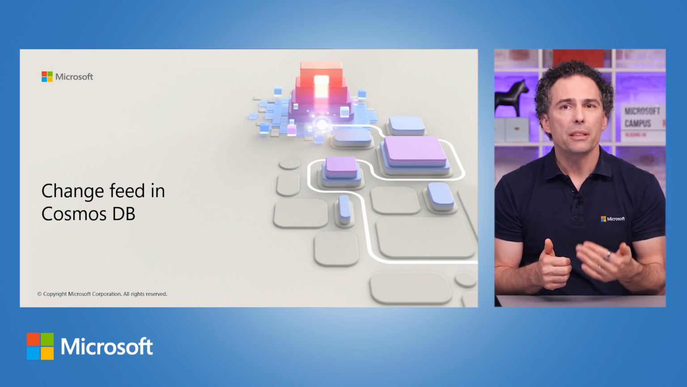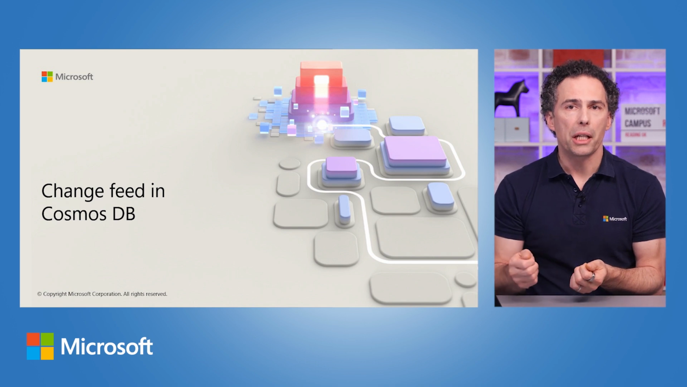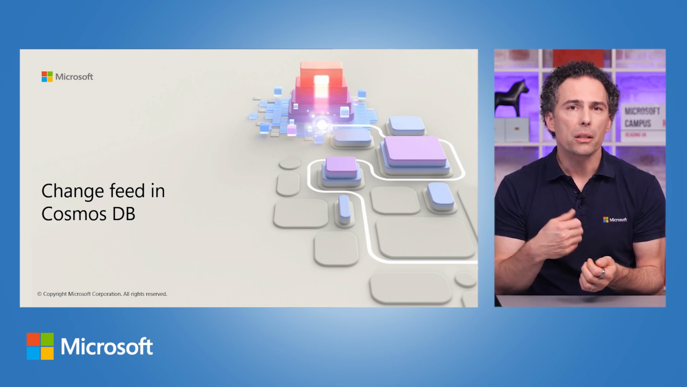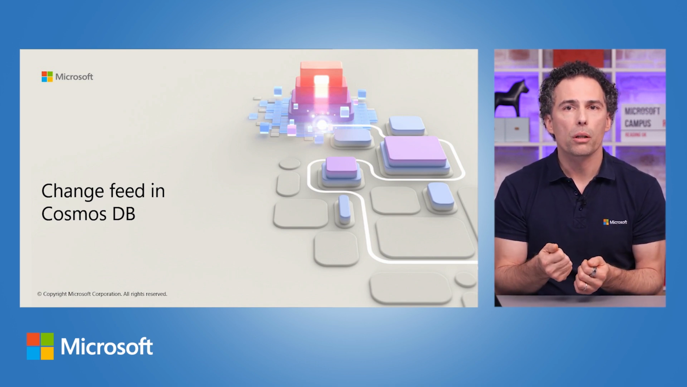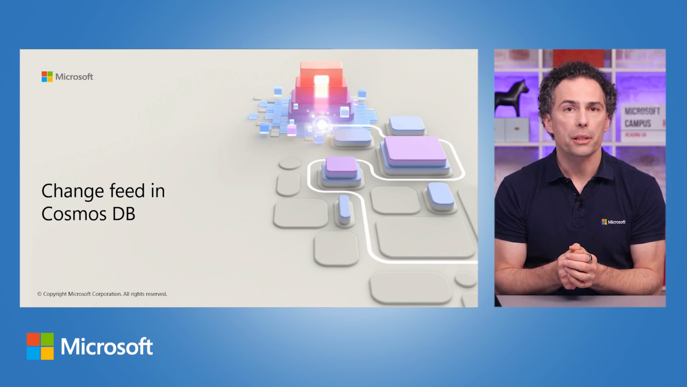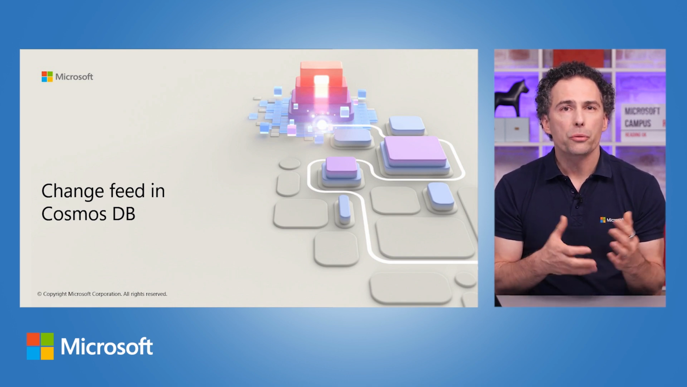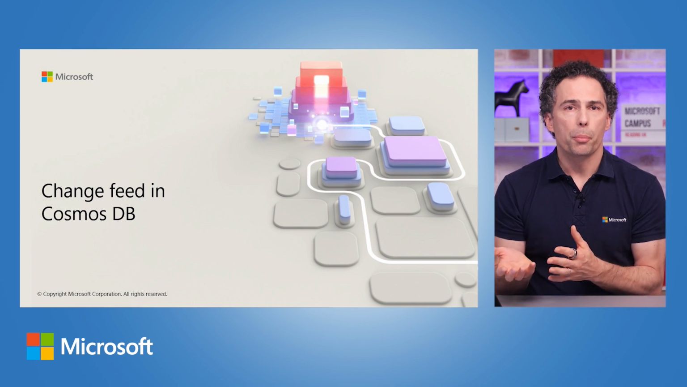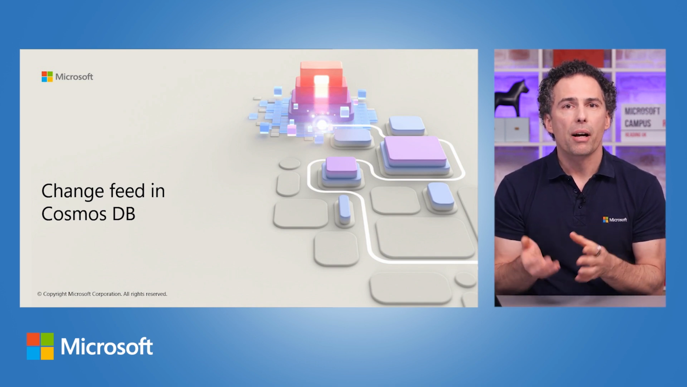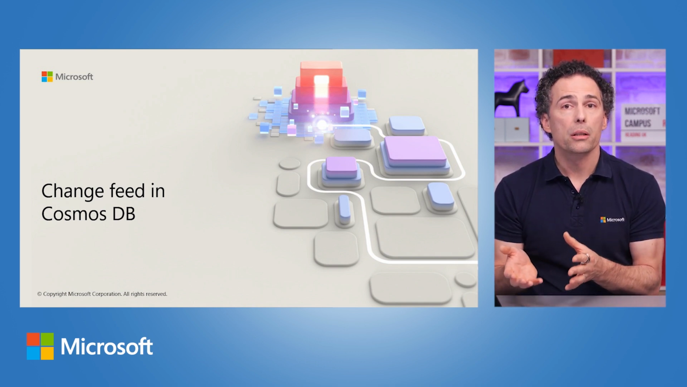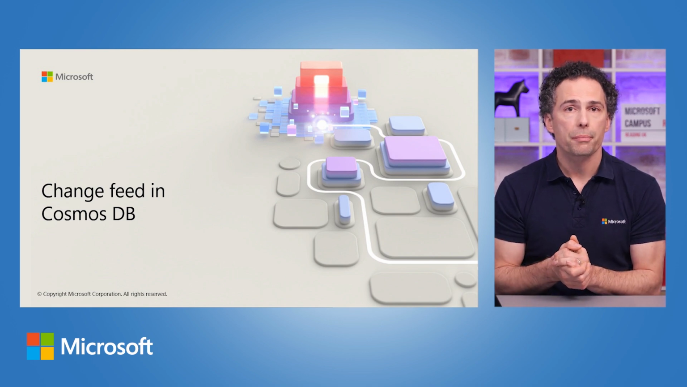Build event-driven systems by reacting to changes. For instance, trigger notifications, process orders, or update caches. Audit changes for compliance or debugging purposes. Change feed provides a reliable record of all modifications.